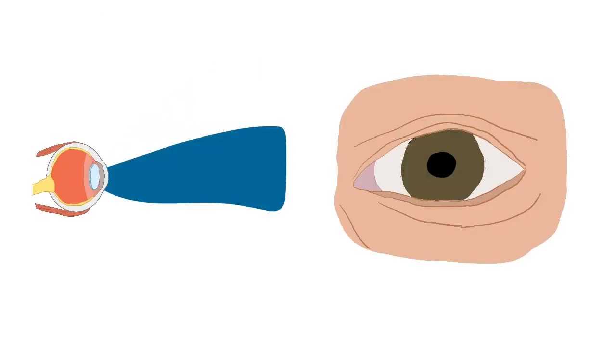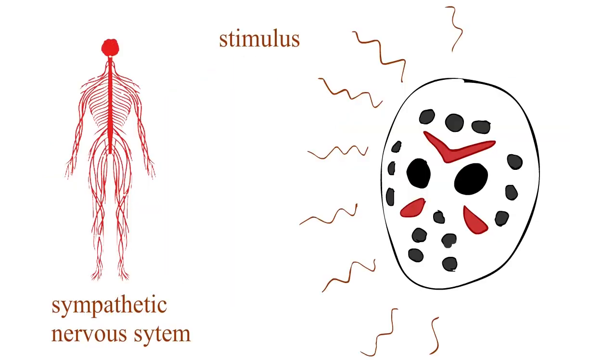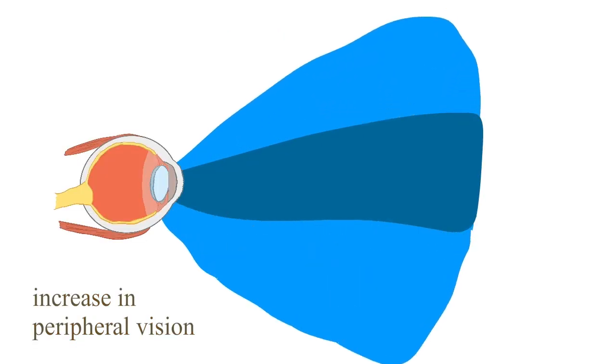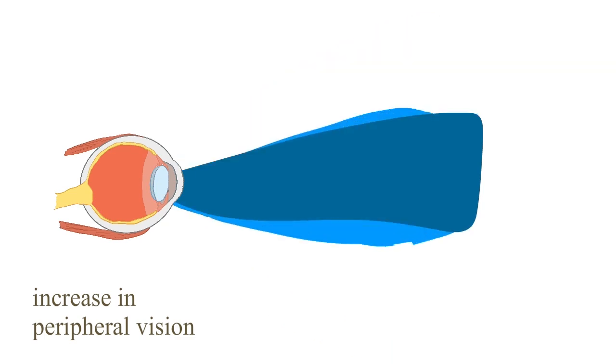Visual responses to the jump scare involve changes in peripheral vision and pupil dilation. The autonomic nervous system, specifically the sympathetic branch, becomes activated in response to a sudden and startling stimulus. This activation leads to an increase in peripheral vision, which means that the field of vision expands, allowing you to notice your surroundings more effectively.